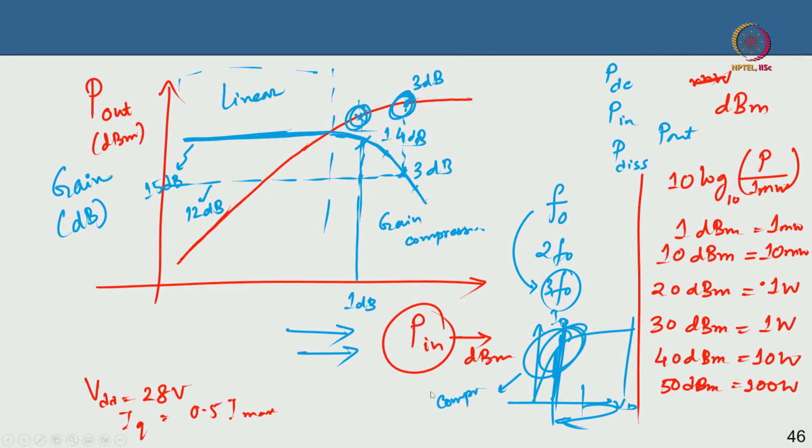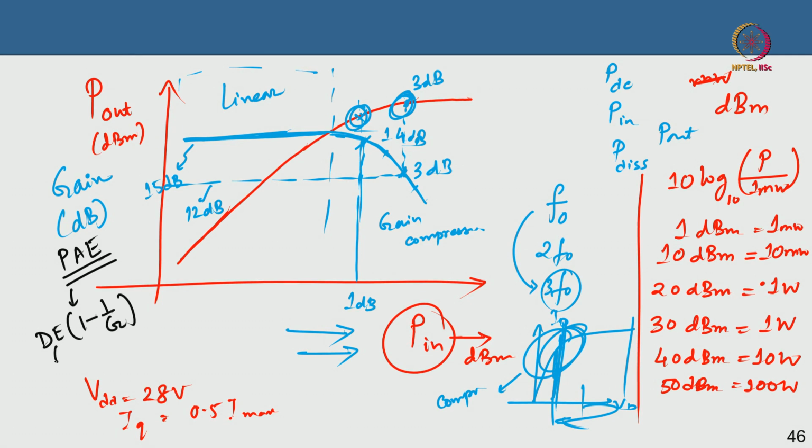Now, in this particular plot I am also going to use the black color for something called power added efficiency. The power added efficiency is one of the most important parameters, and it is expressed as the drain efficiency times (1 minus 1/gain).